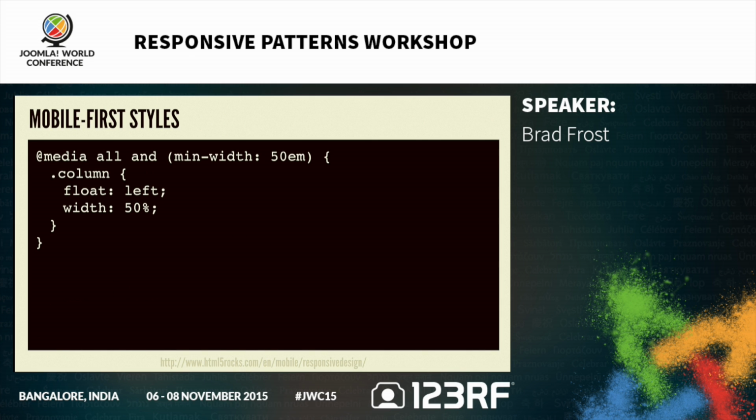Here's another way we could do that. We're flipping this on its head. Instead of saying if the screen is less than 800 pixels, I'm going to assume the screen is small by default, and only when the screen is 50 ems wide, 800 pixels or above, do I want to float this thing to the left and put these things side by side. I'm going to toggle back and forth between these two approaches. You notice anything?